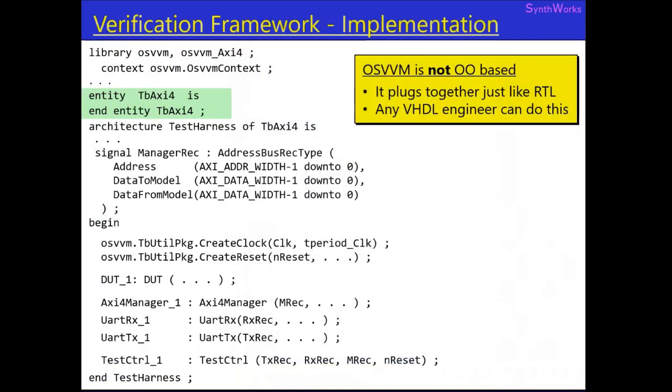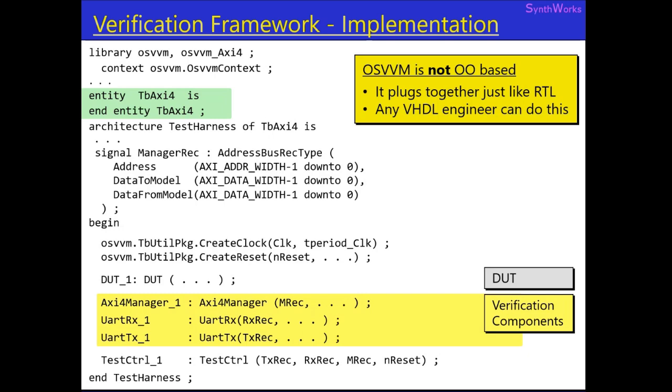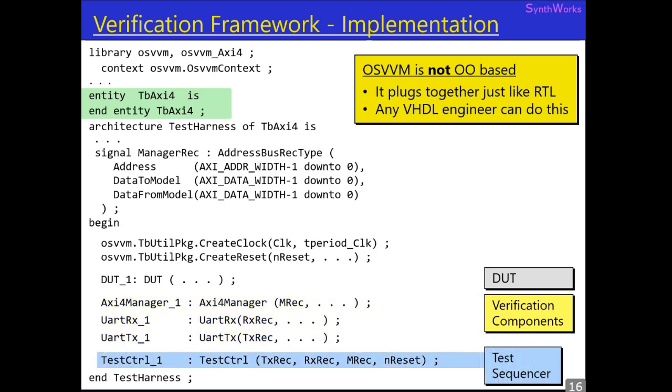So we look at the framework. It's not OO based. That's what SystemVerilog does. It is OO. They reinvent how to make a netlist. We don't want to do that. This just plugs together, just like RTL. Any engineer right out of school can do test harnesses. So we instance the DUT, we instance our verification components, and then we instance our test sequencer. And again, our test sequencer is what we saw, test control with all the transaction calls in it.